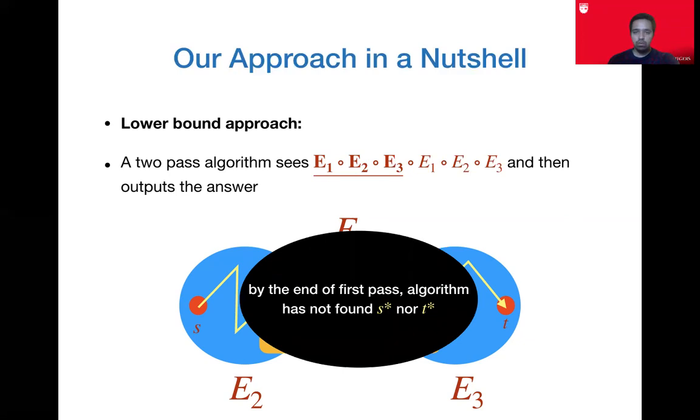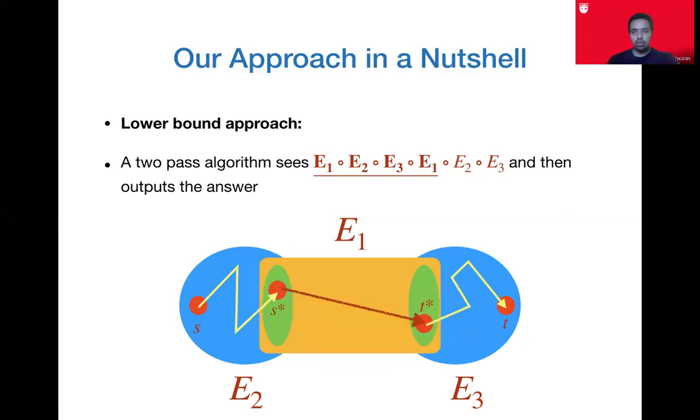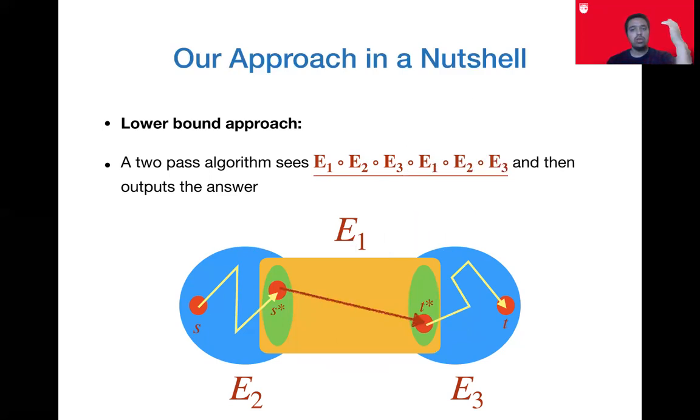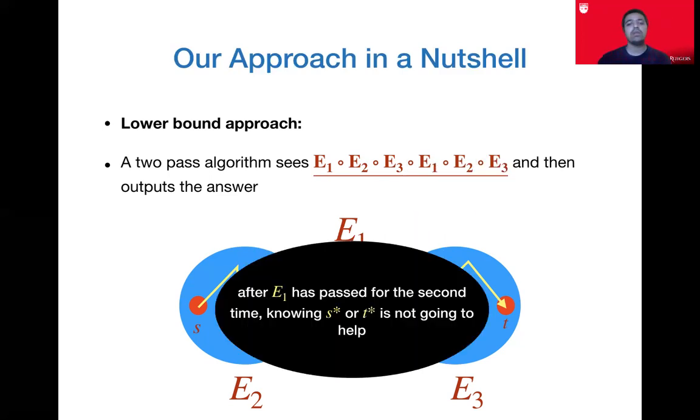Good. It again sees edge E1. It doesn't know, because S star and T star are still not known to the algorithm, so it has to pick. Again, there are tons of edges and it's going to forget about this edge. And then after this, it doesn't matter. Even if you figure out what S star and T star are, you don't know whether that edge existed or not, and so you won't be able to solve the problem.